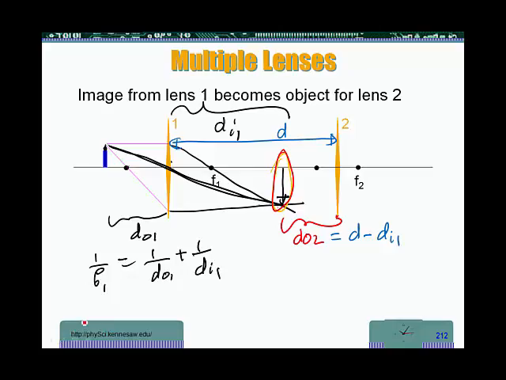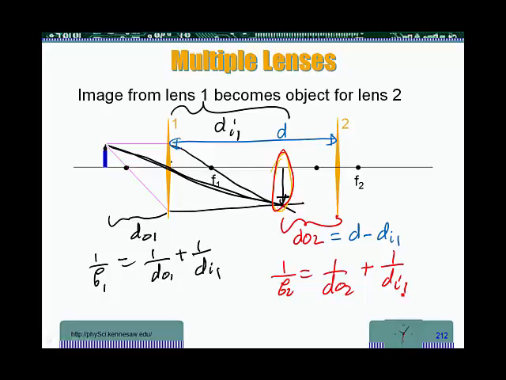Now that we know what DO2 is, we can write the lens equation for the second lens. 1 over F2 is equal to 1 over DO2 plus 1 over DI2. And that's the way we can find DI2.